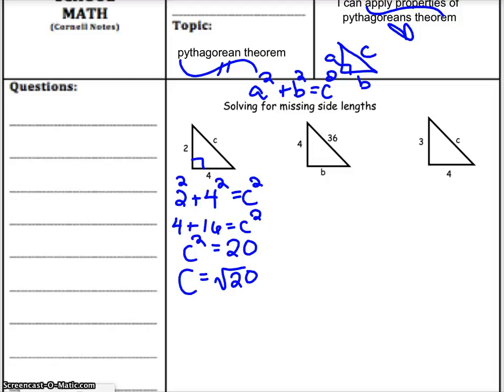It's not half, it's square root. So I'm asking myself, what times itself is 20? This is an irrational number. So I'm hitting the square root of 20 equals 4.5, estimated.